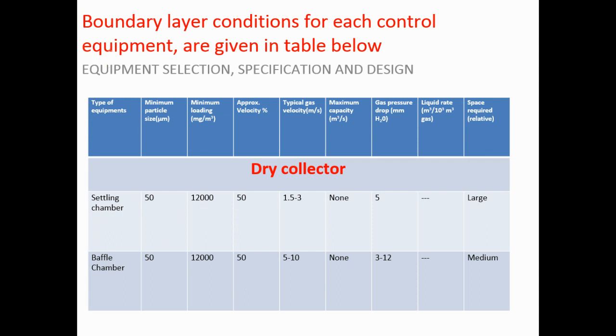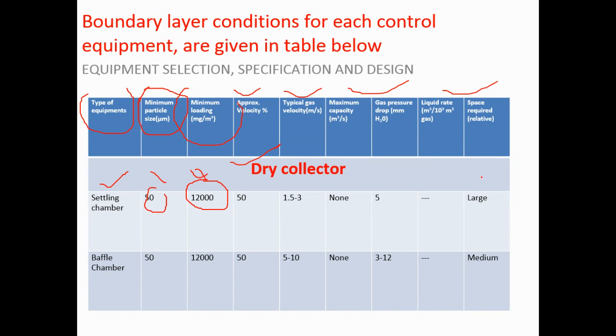See the boundary layer condition for control equipment given below. Boundary layer condition means what are the different types of equipment, minimum particle size, maximum loading, and what are the different parameters for the different air pollution control equipment used. Here, for the dry collector settling chamber, the minimum particle size is 50 and the maximum loading capacity is 12,000 milligram per meter cube. These are the particle size and this is the loading capacity.